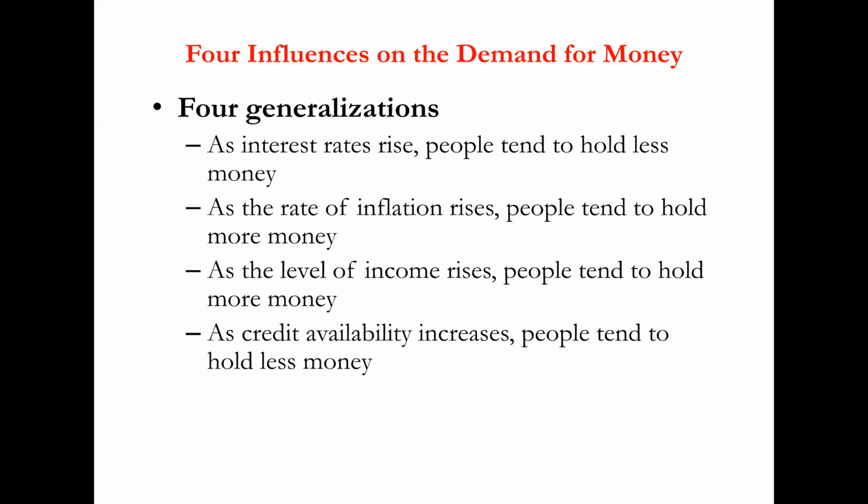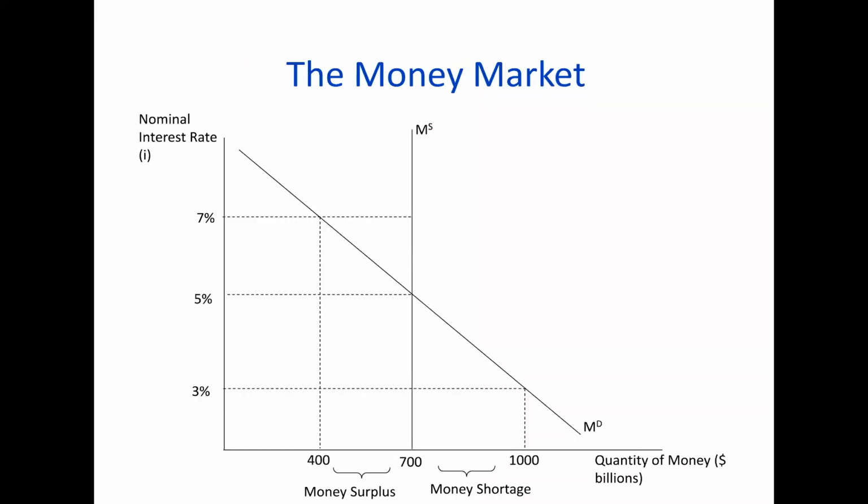So to generalize, we can say that if the interest rates increase, people hold less money. And as the rate of inflation rises, people will hold more money. And as the level of income increases, people hold more money. As the credit availability increases, people hold less money. People hold less money when there is more credit available and when the interest rates rise. So that is basically the generalization of what is being talked about.